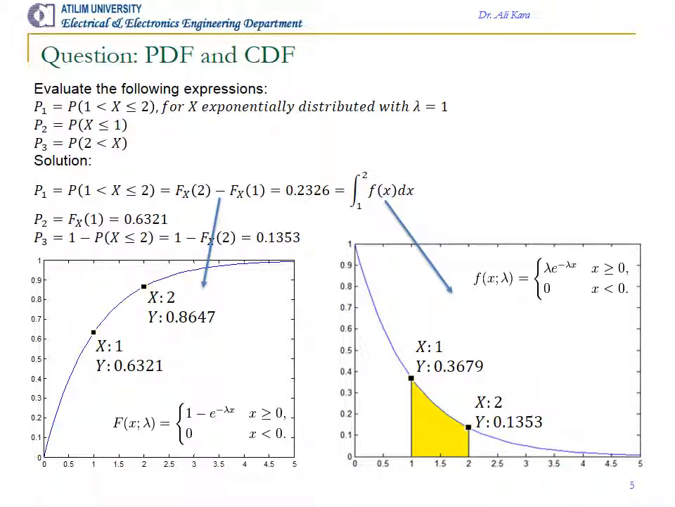Question: PDF and CDF. Evaluate the following expressions. P1 equals the probability that X is greater than 1 and smaller than 2. X is exponentially distributed with lambda parameter equal to 1. P2 equals the probability that X is smaller than 1. P3 equals the probability that X is greater than 2. Solution: for this problem, using the cumulative distribution function is the easiest way.